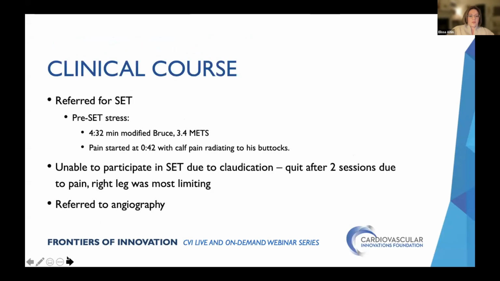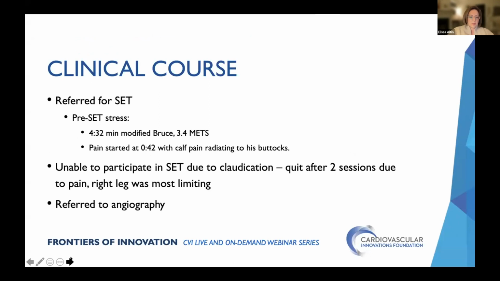So he was referred for supervised exercise therapy. We put him on a treadmill before that. He was able to accomplish 4.5 minutes of modified Bruce protocol, total 3.4 METs. He started having pain at 40 seconds of exercise and had calf pain radiating to his buttocks bilaterally. He did go to supervised exercise therapy, although he quit after 2 sessions because of the pain. And the right leg was limiting him.